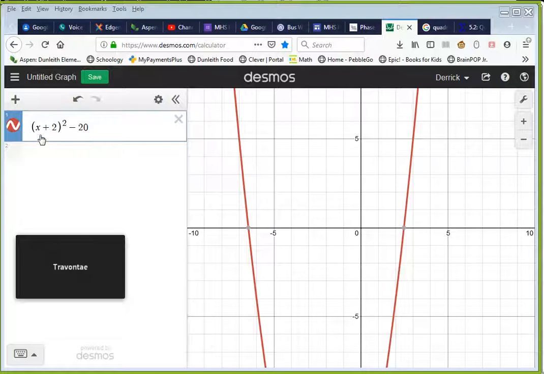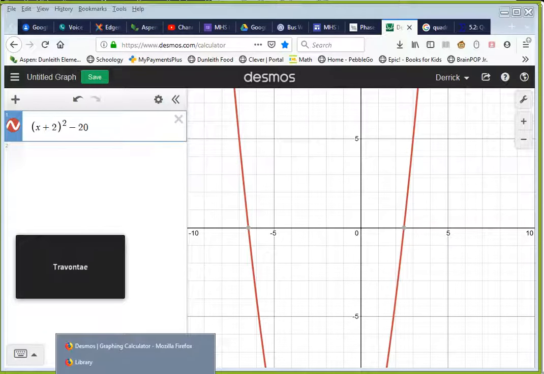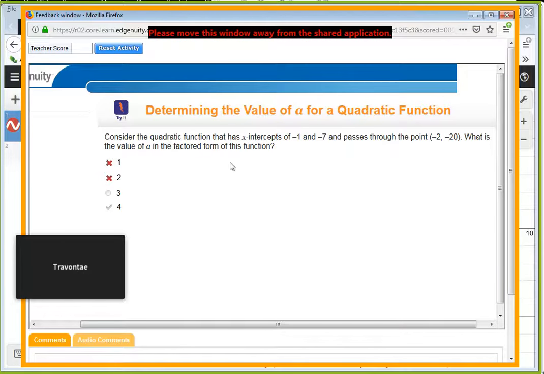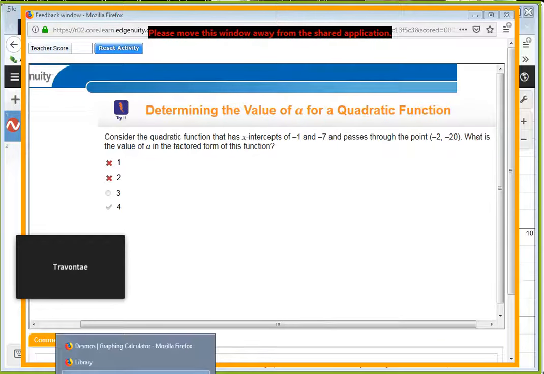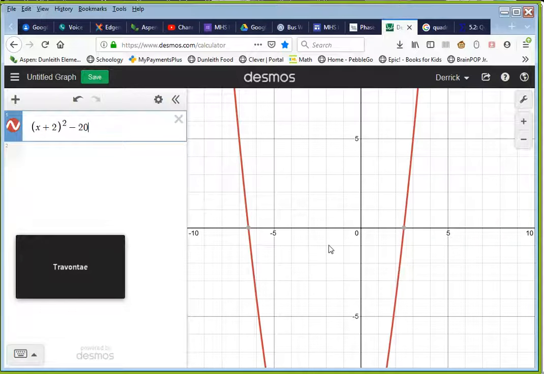Now I am assuming that a is 1. That's my guess, because I want to graph this and then look at the other piece of information I'm given. Help me remember. The other piece of information said that the x-intercepts were -1 and -7. You remember that? Yes. In my present graph, which is a bit of a guess, I have x-intercepts at 2 and -6. I want them at -1 and -7, so I want my graph to slide to the left a little bit.